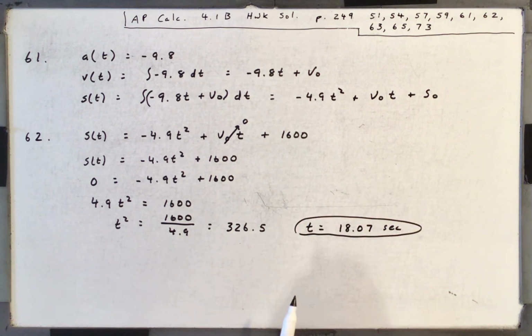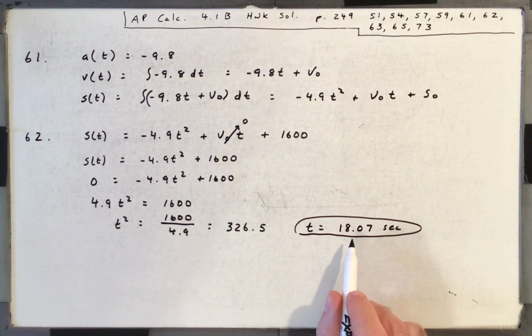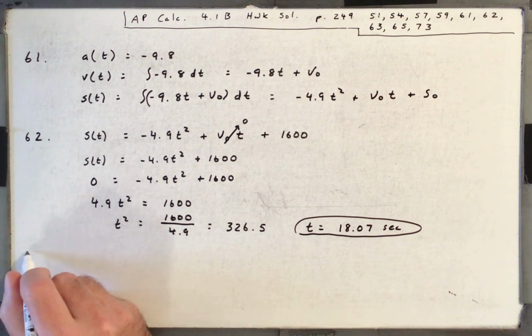And that, to me, is very, very interesting. It just shows you how far the floor of the Grand Canyon is away. 18 seconds, if you're just counting 1001, 1002, 1003, seems like forever that thing would be falling, right?